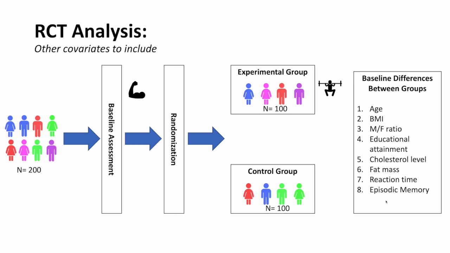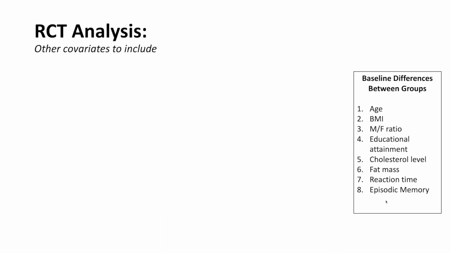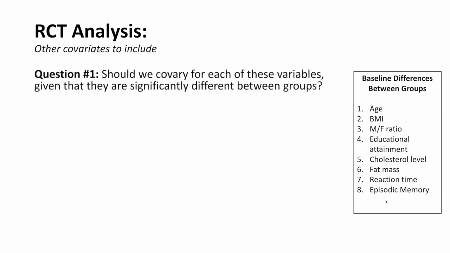Age, body mass index, and there are more males or females in the experimental group relative to the control group. There are differences between groups in educational attainment, cholesterol level, fat mass, reaction time, and episodic memory. Lots of differences between groups at baseline. Now, of course, we obviously don't care about testing this, but we do notice it. So should we covary for each of these variables given that they are significantly different between groups?